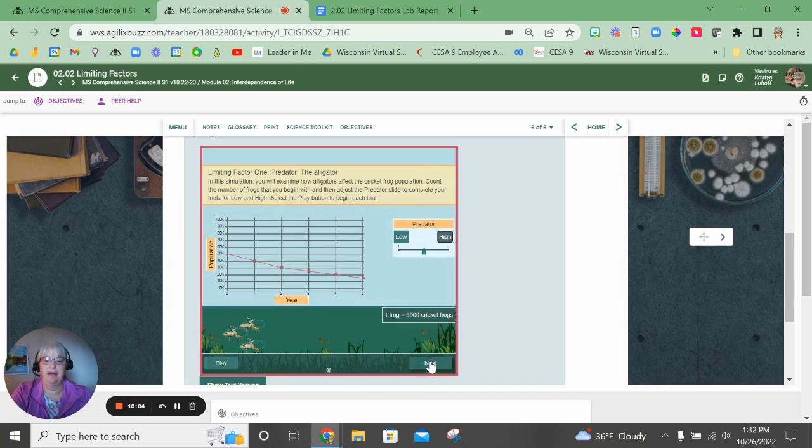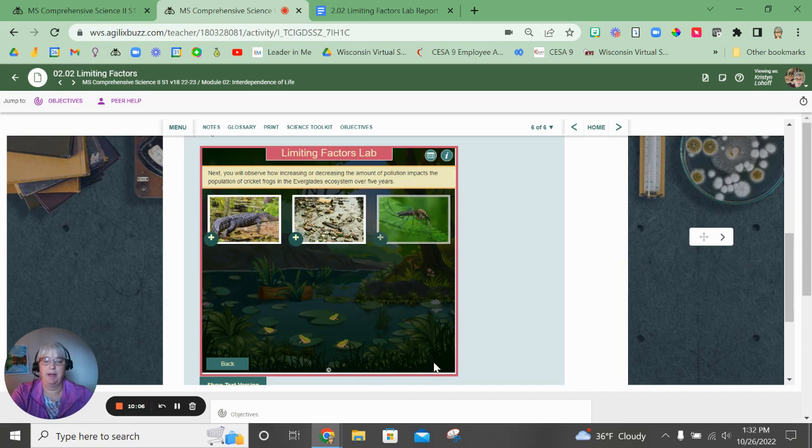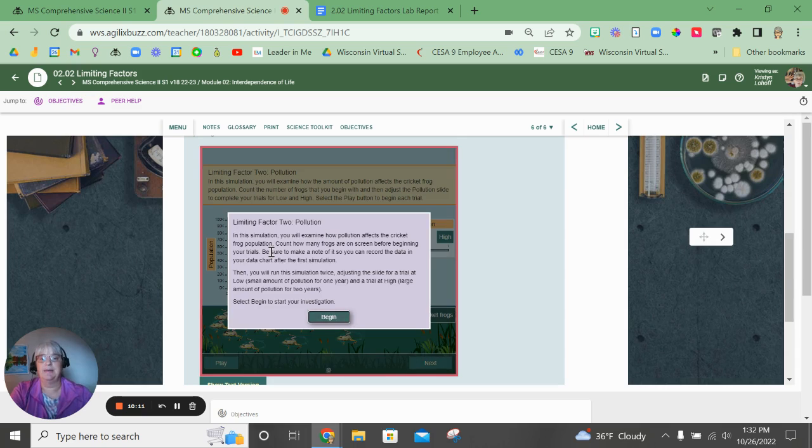Save that and close. Then we can go to the next limiting factor, which is pollution. In this simulation, you will examine how pollution affects the cricket frog population. Again, count how many frogs are on screen before beginning your trials. Be sure to make a note of it so you can record the data in your data chart after the first simulation. Then you will run this simulation twice, adjusting the slide for a trial at low, a small amount of pollution for 1 year, and a trial at high, a large amount of pollution for 2 years.